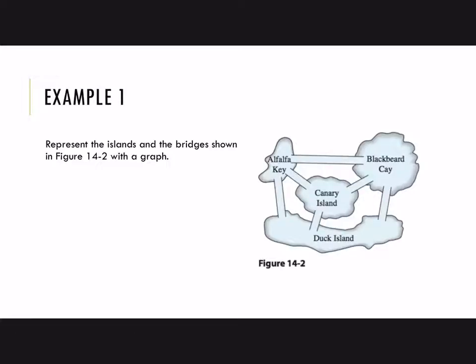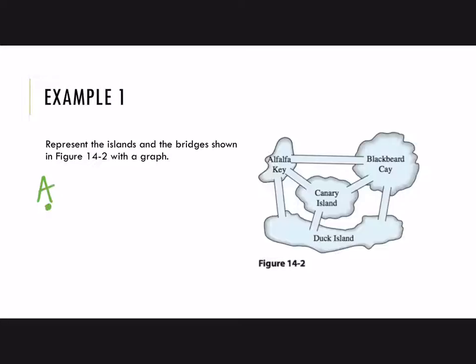So let's translate this, and you can choose whether you want the bridges or the islands to be the vertices. I think in this case it makes sense to do islands as vertices and then the bridges as the edges. But depending on the problem, sometimes we will reverse that. So we've got Alfalfa Key, and you may have seen already they've conveniently named these islands for you with letters in alphabetical order. So we can label these with capital letters that make sense.